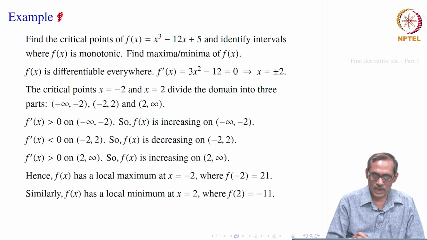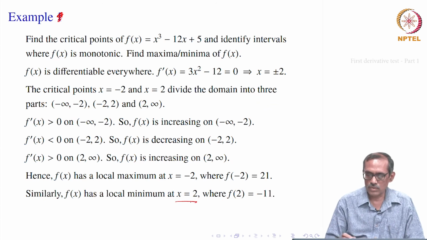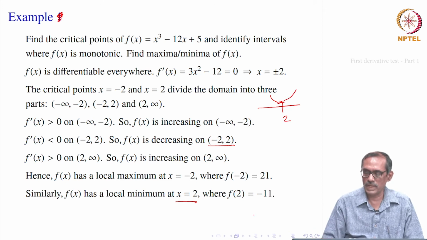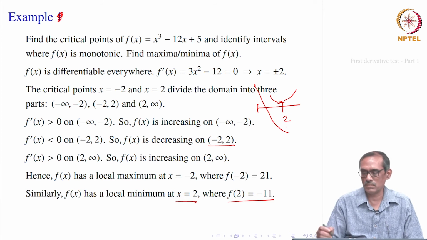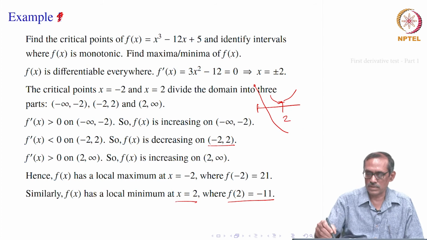Okay. Then what about at 2? At 2 again, to the left of it is the interval minus 2 to 2, there it is decreasing, and to the right of it, it is increasing. So, there is a minimum value at x equal to 2, and if you substitute x equal to 2, you would get minus 11. So, from 21 at minus 2 it decreases to minus 11, looks something like this, but not exactly. It is cubic, of course. So, it comes like this.